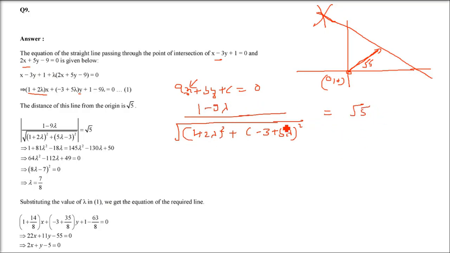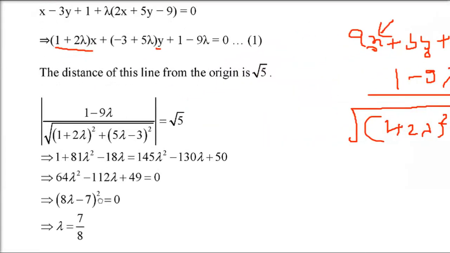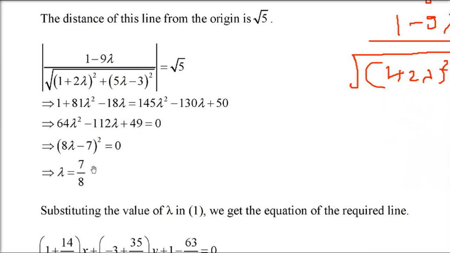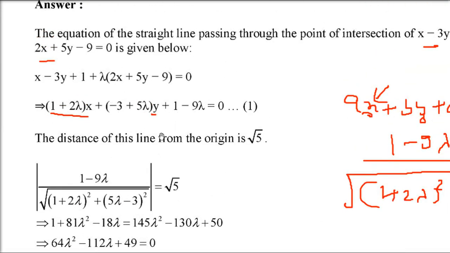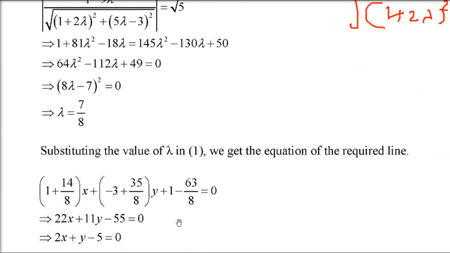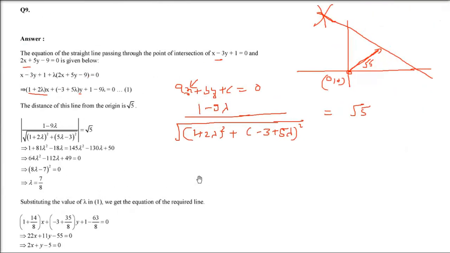And when you solve it, you just have to square both the sides. When you do, lambda will be 7 by 8. Now put it here in the equation number 1 and 2, and 2x plus y minus 5 equals 0 will be the equation of the line.